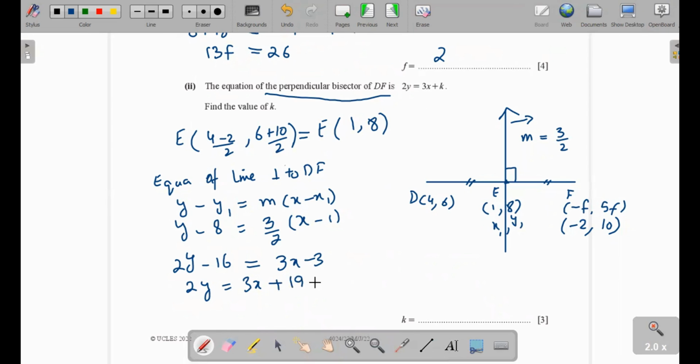Here, the given equation of the perpendicular bisector DF is 2y equals 3x plus k. We compare these both equations, that is 3x plus 19 equals 3x plus k. Therefore, k is equal to 19. That's the answer for k. Okay.